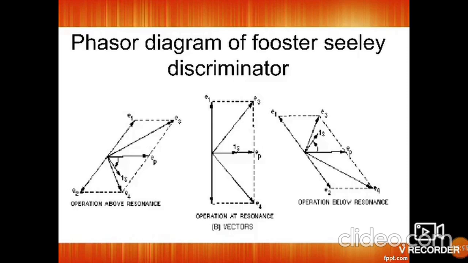In this diagram we can see the operation: one case above the resonance frequency, another at the resonance frequency, and the last below the resonance frequency. When it is above resonance, the vector diagram looks like this graph. When it is at the resonant frequency, it is in the perpendicular direction. When it is below resonance, this angle will be greater.